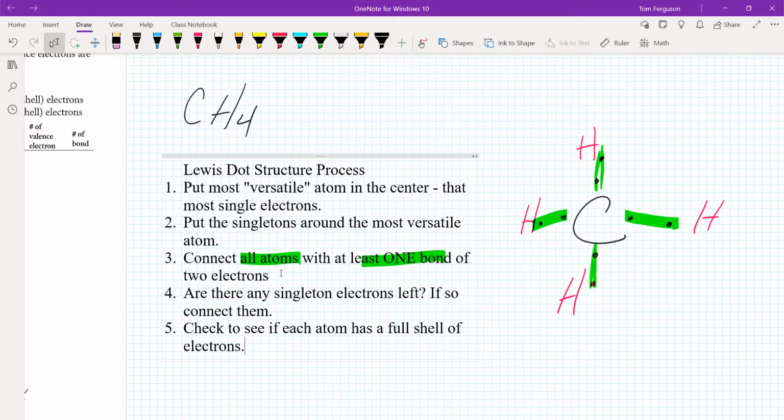Now remember, this is a shared situation. How many electrons does carbon have that's shared? Well, we have 2, 4, 6, 8. Is that a full shell for carbon? Yes. Check. What about for hydrogen? How many electrons does hydrogen require for a full shell? 2 electrons, right? So each hydrogen has 2 electrons.